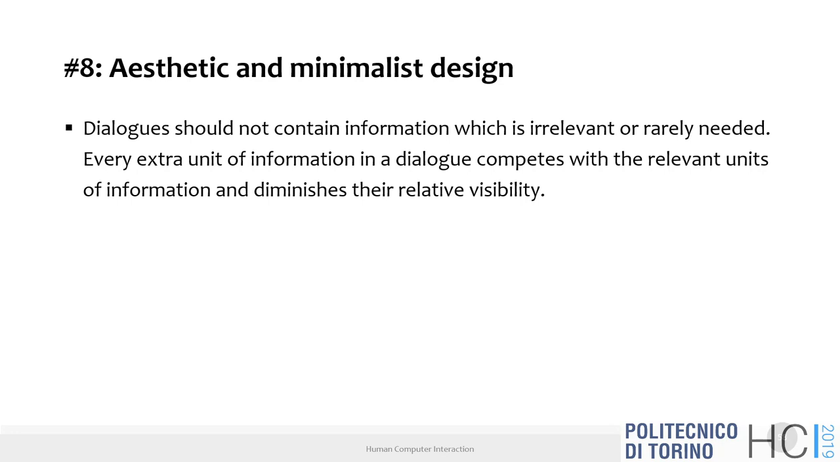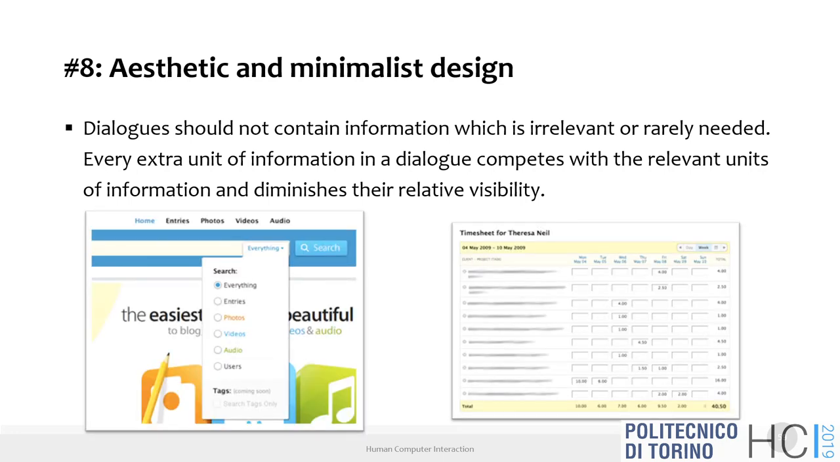Only populate the interface with what is relevant now. Every extra unit of information in a dialogue competes with the relevant units of information and diminishes their relative visibility. So if I have 3 items to fill, these are the 3 important ones. If I have 27 items, I don't know which ones are the important ones. No matter how much I highlight them, it's a lot of confusion. I will always have some doubts whether some aspects are useful or not.